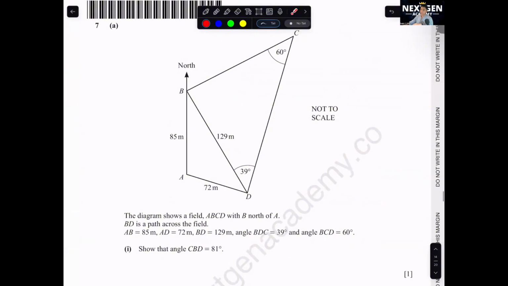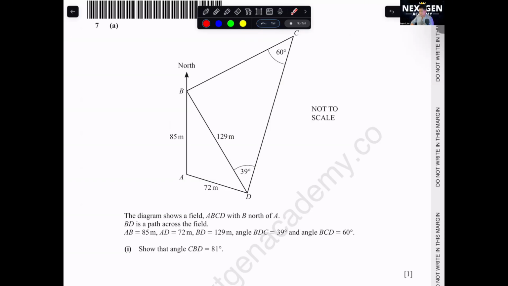Okay, question 7. Just now a few of you mentioned you don't know how to do this number 7. Question 7 is a topic with trigo mainly, but also angles, so your geometry, everything related to angles. They gave us this shape. The diagram shows a field ABCD with B north of A. BD is a path across the field. AB equals 85 meters. AD equals 72 meters. BD equals 129. Angle BDC is 39. Angle BCD is 60 degrees. Whatever they show you over there.